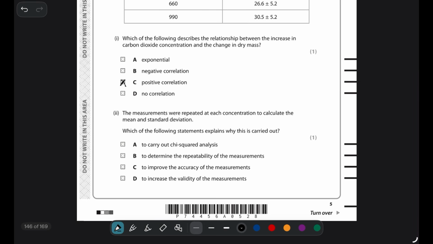Now for part 2, it says the measurements were repeated at each concentration to calculate the mean and standard deviation. Why was this done? So instead of a chi-squared, we wouldn't really do a chi-squared for this, and you also don't need to do repeats for chi-squared, so I can rule that out. In terms of improving accuracy and validity, these are very much method things, which is why you would kind of land on B. So if you do the mean and standard deviation, the reason why that's good for repeatability is you can just see, is there like big differences between the times we did it? Like, do we have a massive standard deviation? If so, probably not that repeatable. So just thinking about stuff like that.